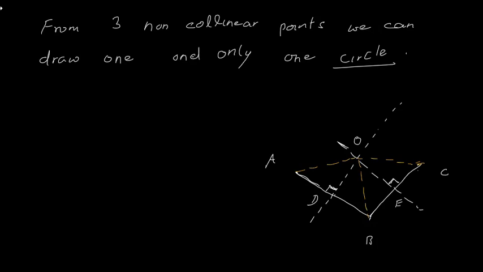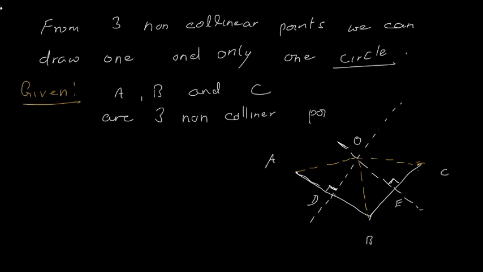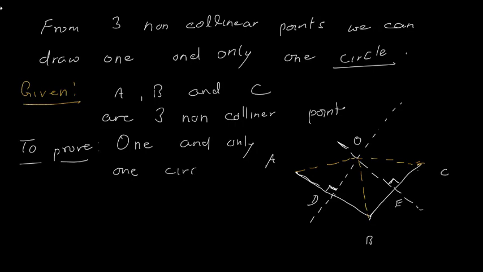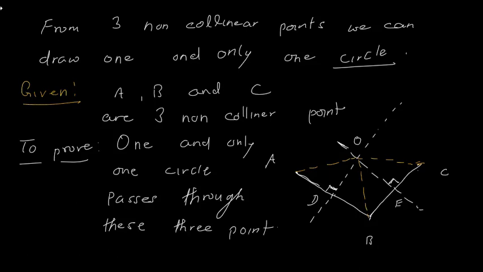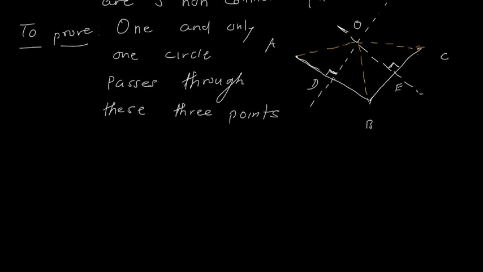So here, given that A, B and C are three non-collinear points, we have to prove that one and only one circle passes through these 3 points.